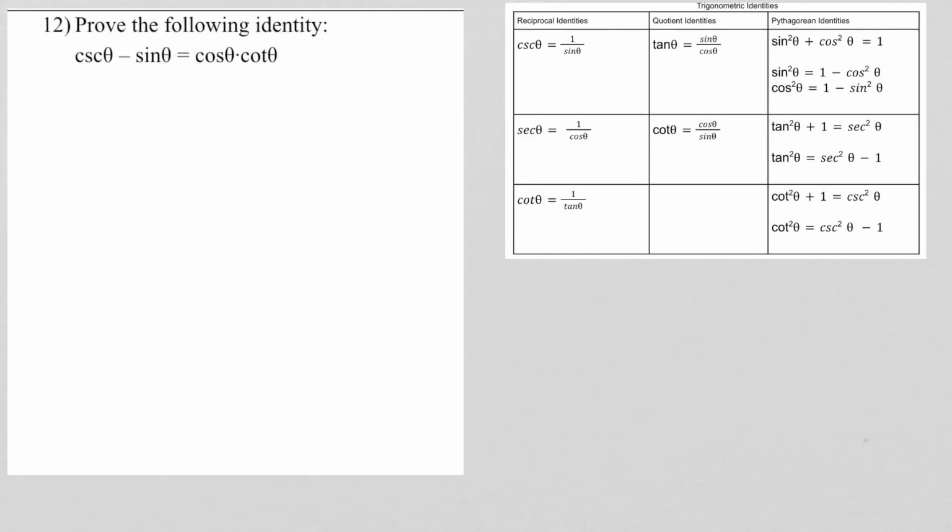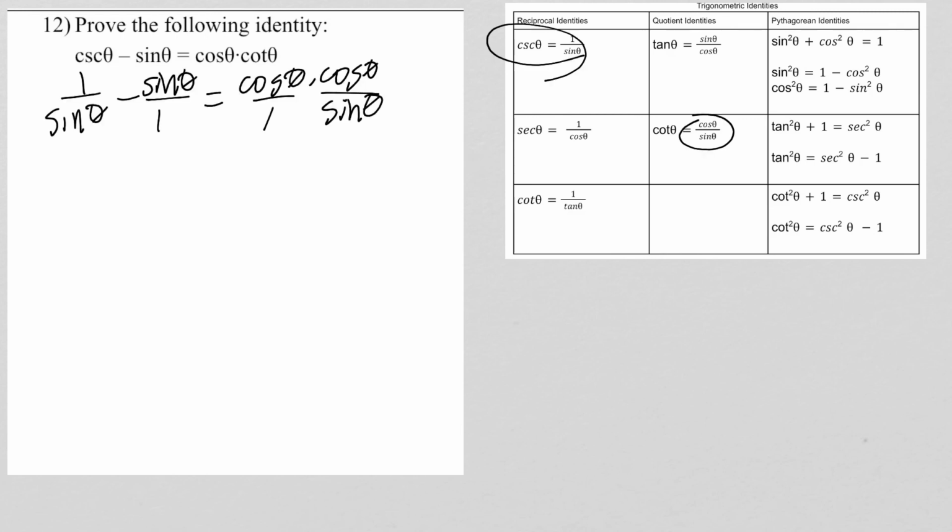Okay, let's move on to number 12 here. Again, replacing everything with sine and cosine. So when I did that there, I have subtraction on the left and multiplication on the right. Well, let's do the right. That's easier. Cosine times cosine is cosine squared. 1 times sine is sine.